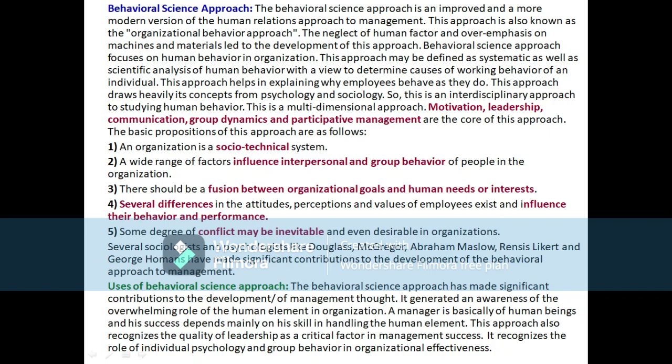Our today's topic is regarding the behavioral science approach. In the previous class we completed the classical approach and, under the neoclassical approach, the human relations movement. The second aspect is the behavioral science approach. This is a modern version of the human relations approach to management, and this approach is also known as the organizational behavior approach.